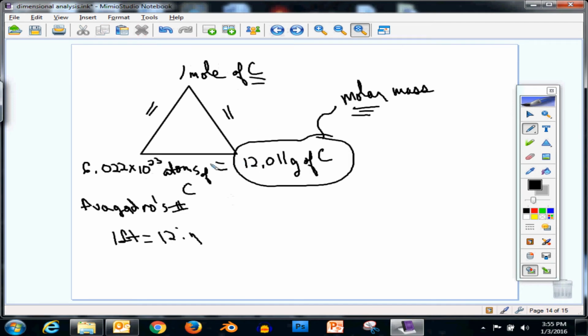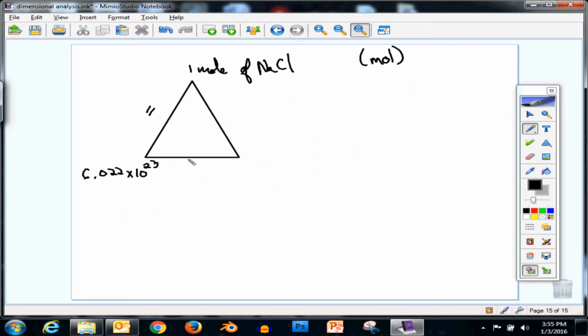6.022 times 10 to the 23rd. Now, carbon was just an atom. What is this one going to be? Is it a molecule? Well, we haven't really covered this, but what kind of compound is it? Is it ionic or covalent? It's ionic, right? Metal to nonmetal. So that means that this is actually a formula unit.